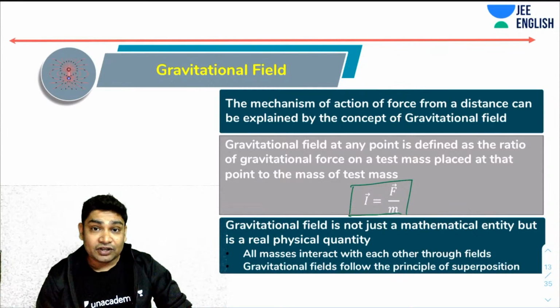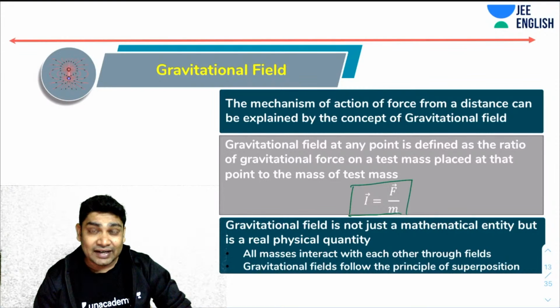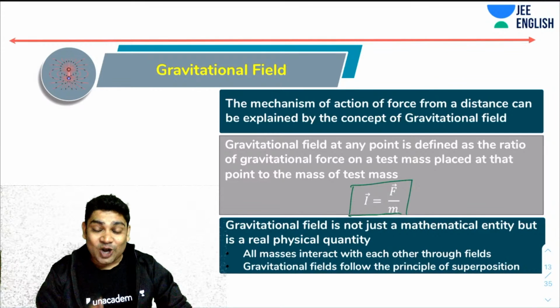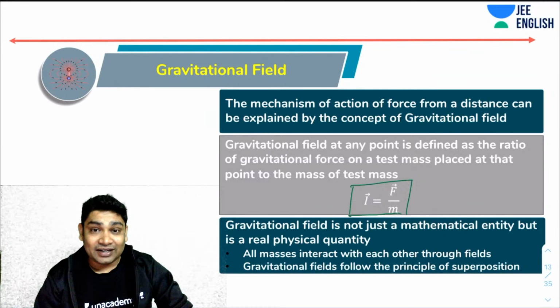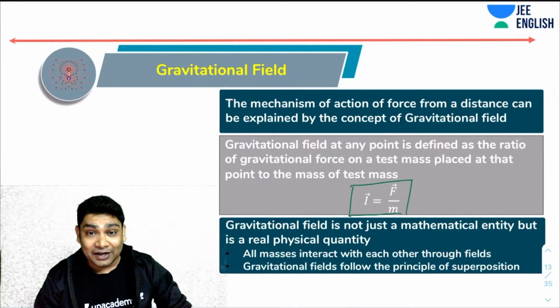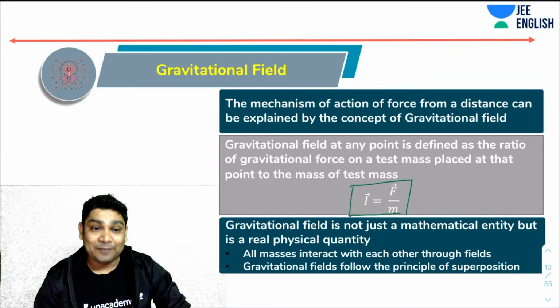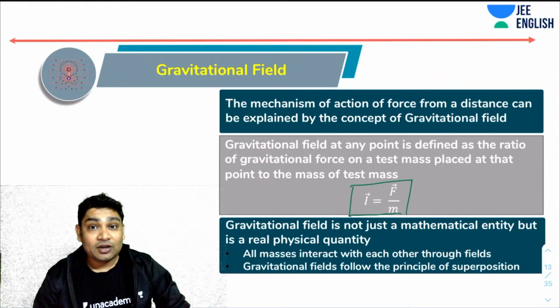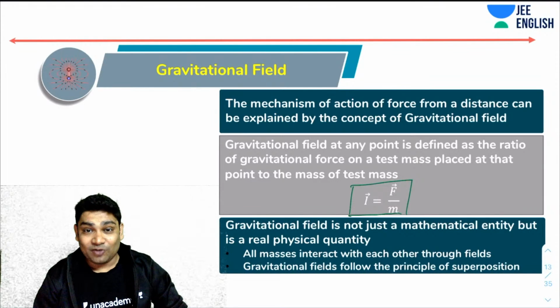Now, from that definition, you will also notice that gravitational field intensity is in fact a vector quantity. So it does not only have a magnitude, it also has a direction, right? Because the gravitational field intensity should be able to tell you not only the amount of force that a mass will feel, but also the direction in which the force will be felt. Okay, so it is defined as a vector quantity.